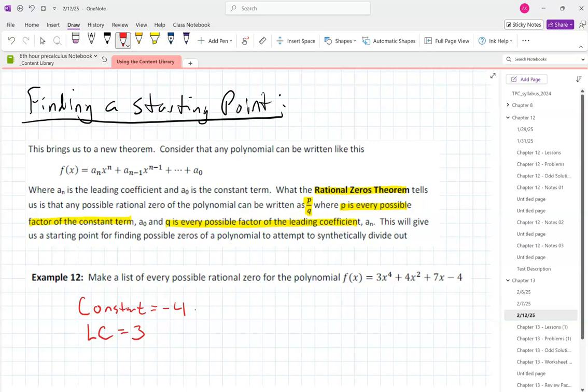What are all the factors of -4? What are all the numbers that divide -4? 2. What else? 4 and 1. You're missing 3 of them, though. Excellent. If a positive divides it, obviously the negative does also, right? And then what are my factors for 3? Plus or minus 3 and plus or minus 1, right?